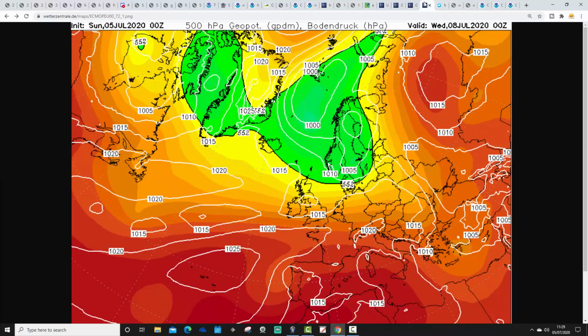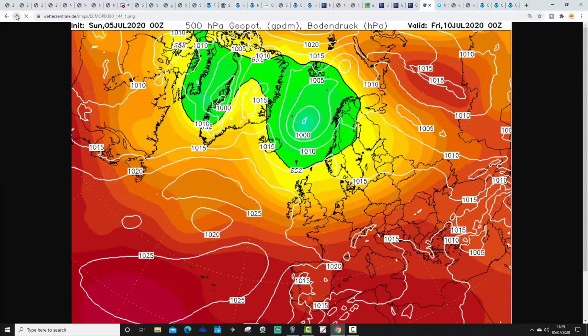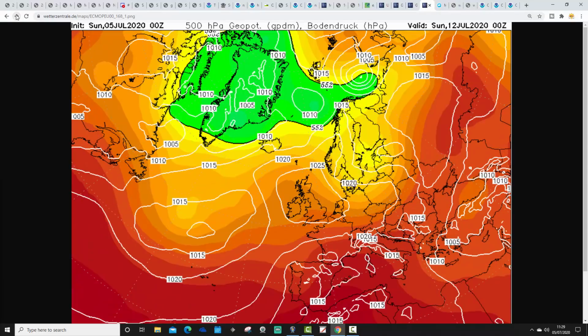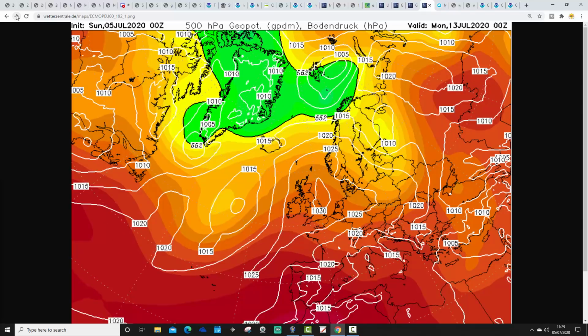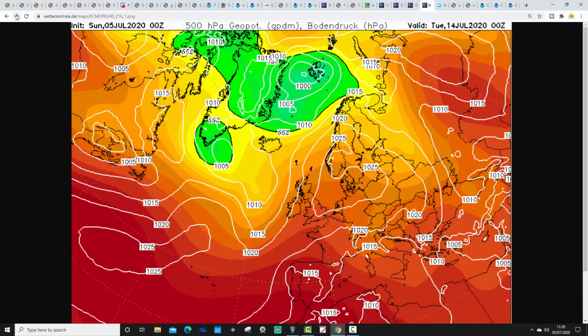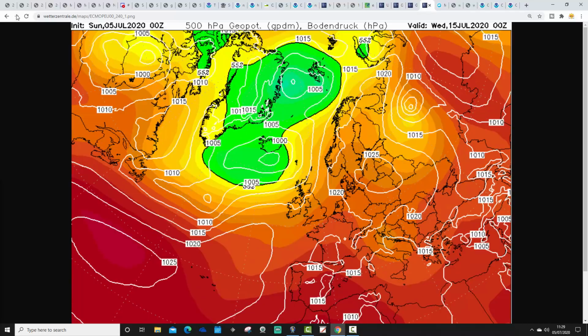And the ECMWF also looks like this. So again, Wednesday is cool and showery into next weekend. That's when the ridge begins to move in from the west. That ridge strengthens as we go through to Monday, 13th of July. We have a spell of dry and warm weather around the middle part of the month.